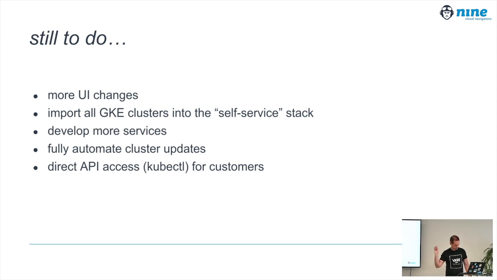Develop more services, as always, and fully automate cluster updates. I told you we need to delete that Kubernetes cluster configuration per customer. That needs to be fully automated. And direct API access. We currently concentrated on the cockpit and UI, but the goal is actually to give the customer direct kubectl access. So you get a kubeconfig, and you can use kubectl just like I did, create Grafana, create Prometheus, or whatever.